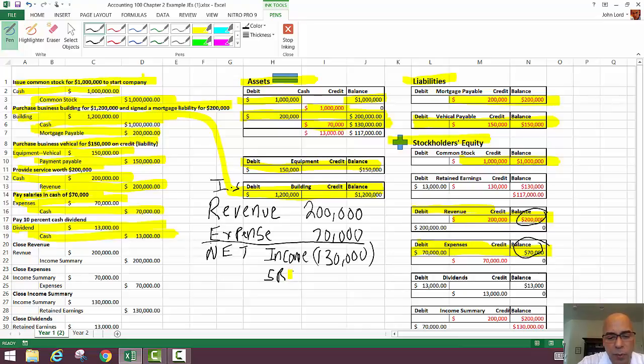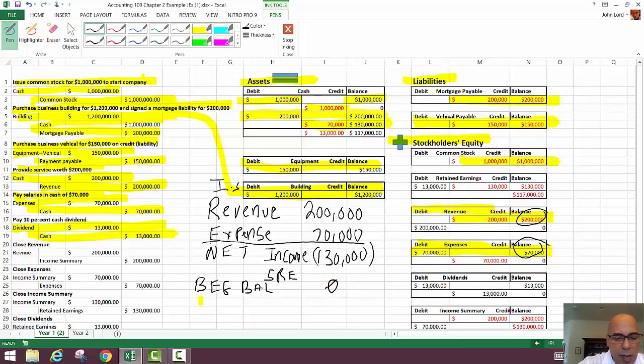Now I can prepare my statement of retained earnings. SRE, statement of retained earnings. That's my statement of retained earnings, and I have a beginning balance. I'm assuming we just started our business this year, right? So my beginning balance of retained earnings is what?